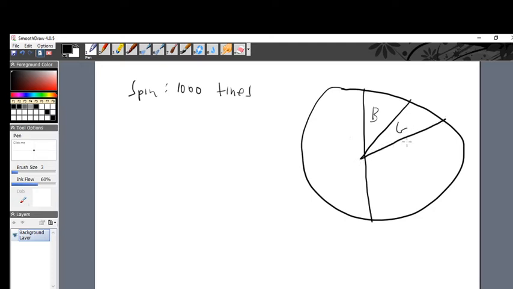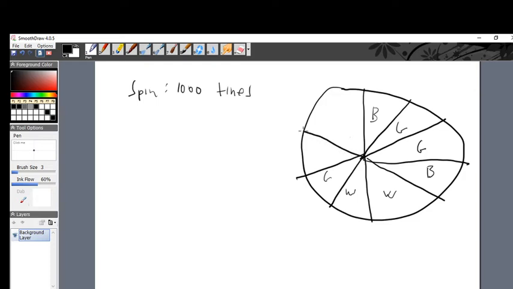This is gray. This is gray. This is black. This, what is it? Oh, 1, 2, 3, 4, 5. This is white. This one is white. Another 5 on this side. This is gray. This is white. This is black. And this is white. Those are the colors on the spinner.